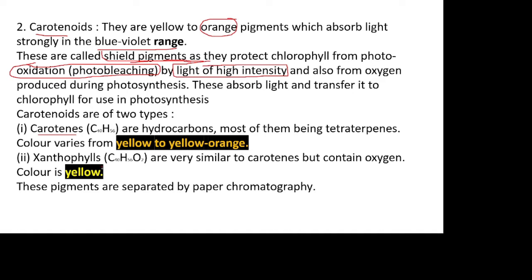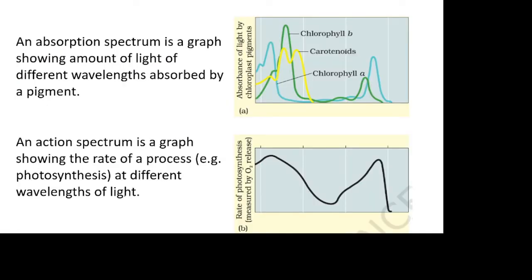Xanthophylls are peculiarly yellow in color, and they are very similar to carotene, but they contain oxygen. So the basic difference is the oxygen contained. And we already know that these pigments can be separated by paper chromatography.